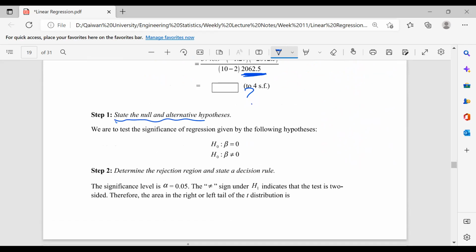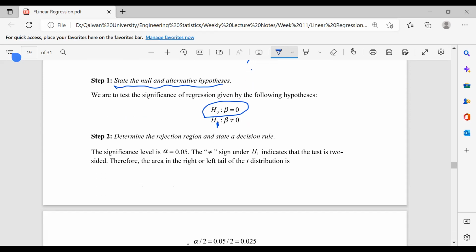Then in step 1, after finding these, we start to follow the steps of solution. First, we state the null and alternative hypotheses. For the null hypothesis, we say beta equals 0. And for the alternative hypothesis, we say beta doesn't equal 0. Then, in step 2, we determine the rejection region and state the decision rule.